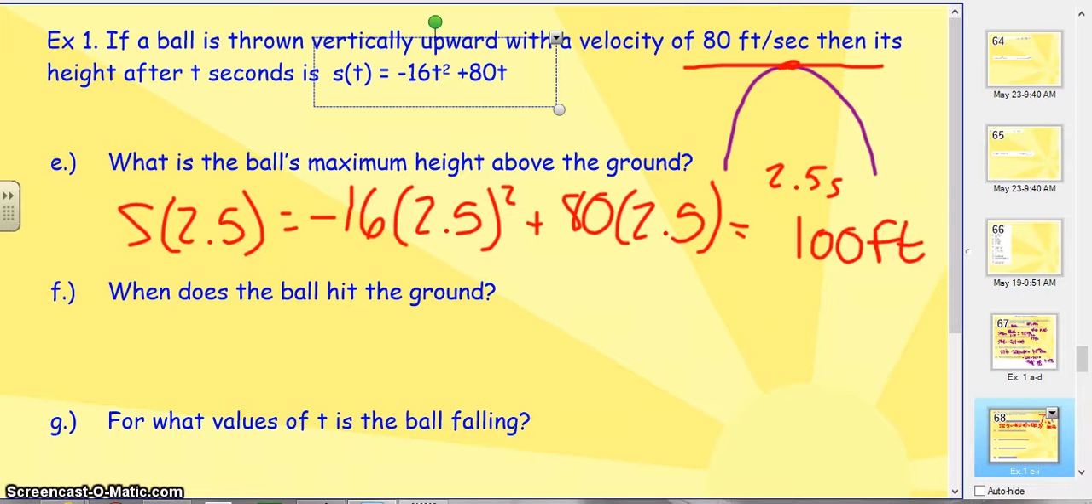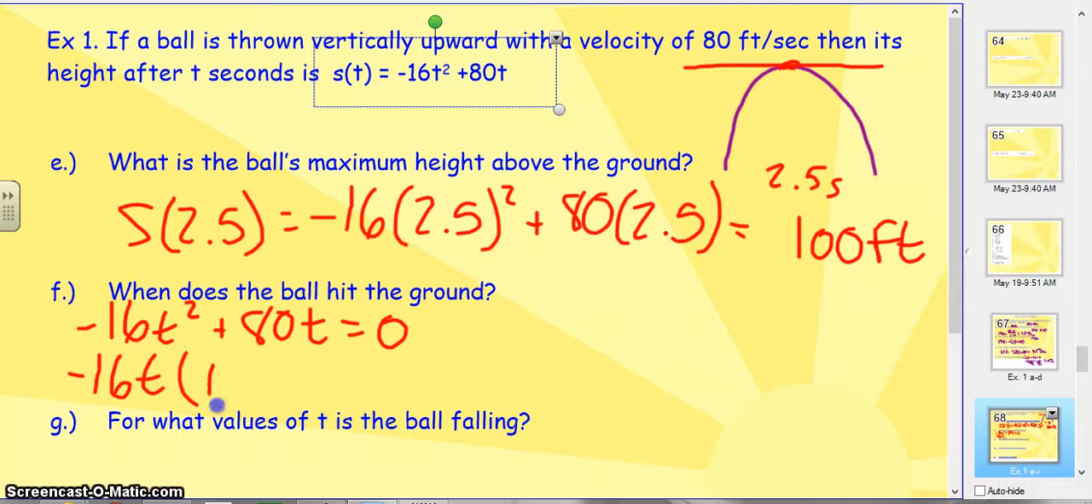When does the ball hit the ground? Again, that's a position. So I want to set my position equation equal to 0 and solve it. I want to factor. Whenever you can factor, you want to factor. I can take out a negative 16 and a t, so I'm left with t minus 5. If I solve it, I get t equals 0 and t equals 5.